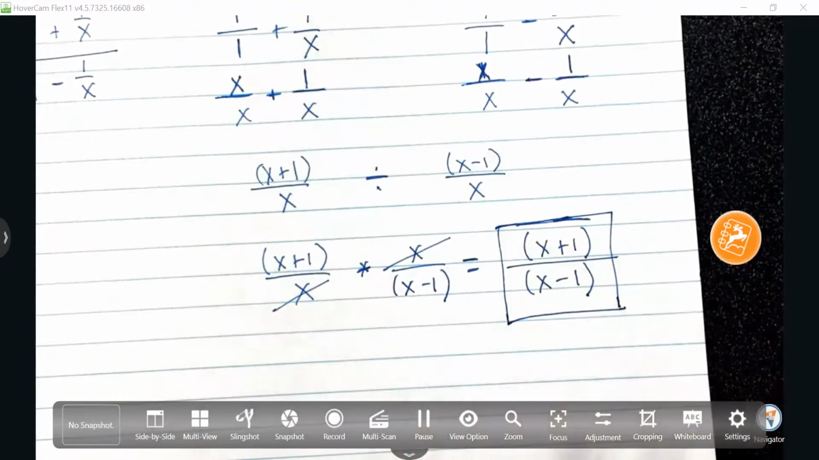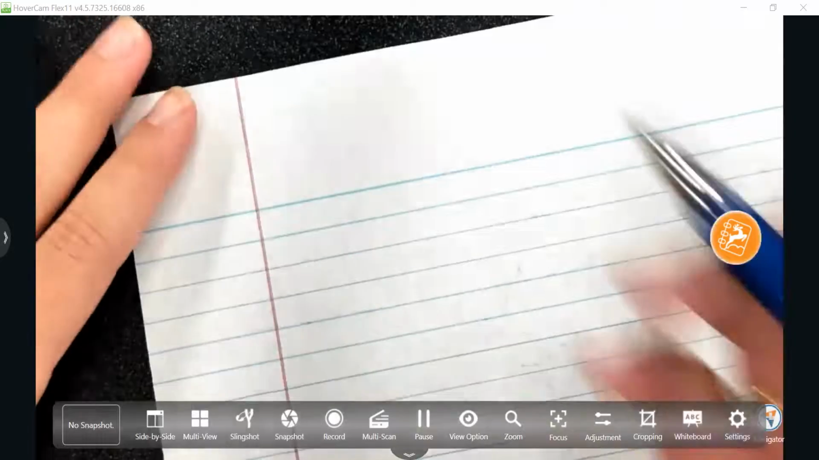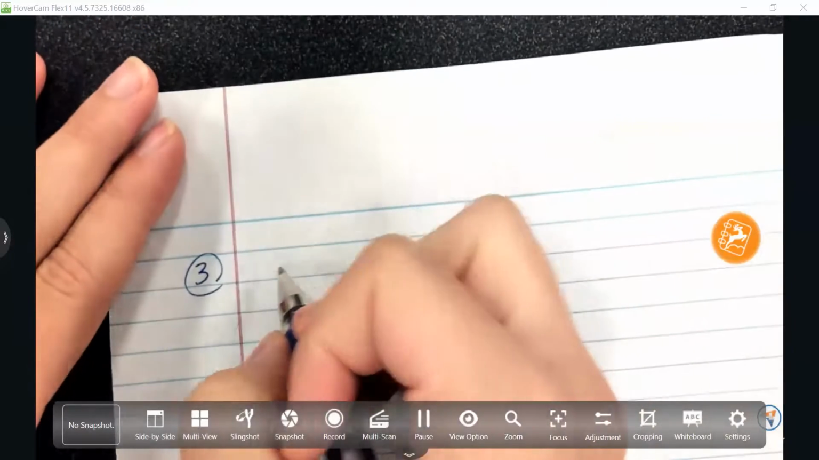Number 3 looks very, very similar. I'll let you get started on your own, and I'll work it out up here just in case you need to follow along.